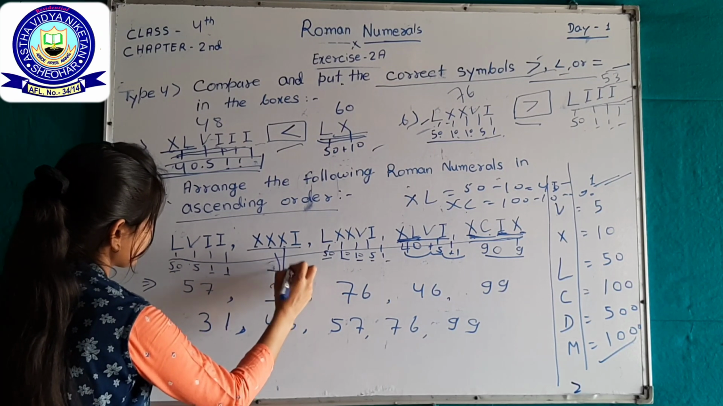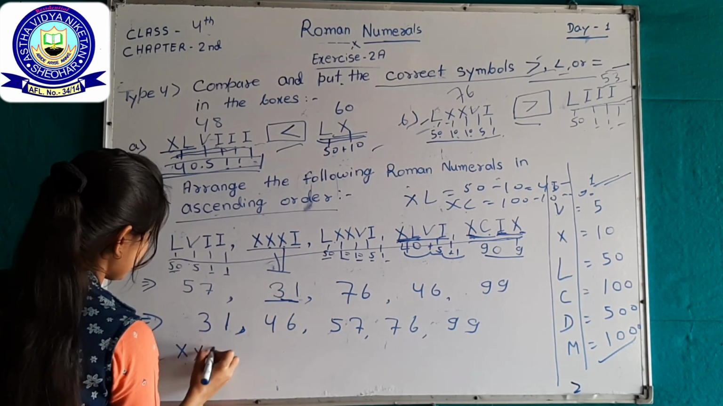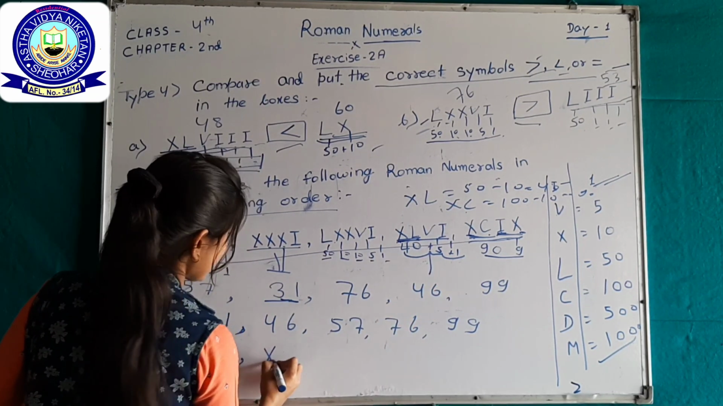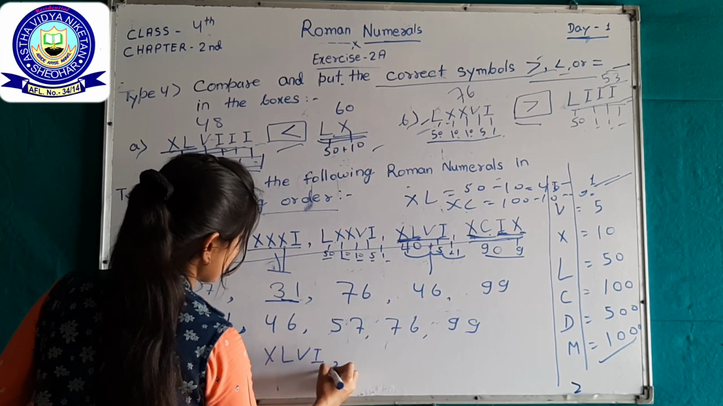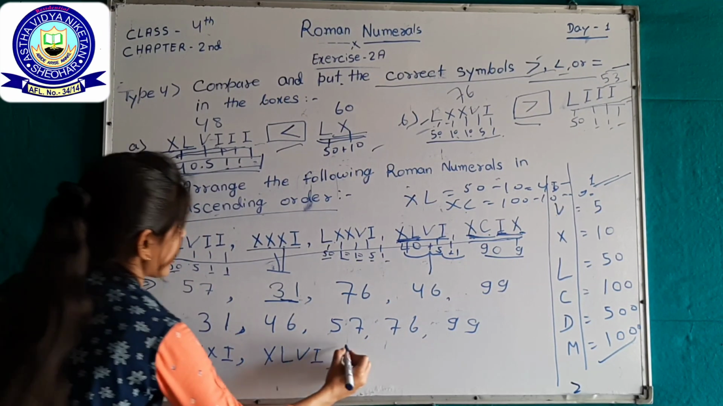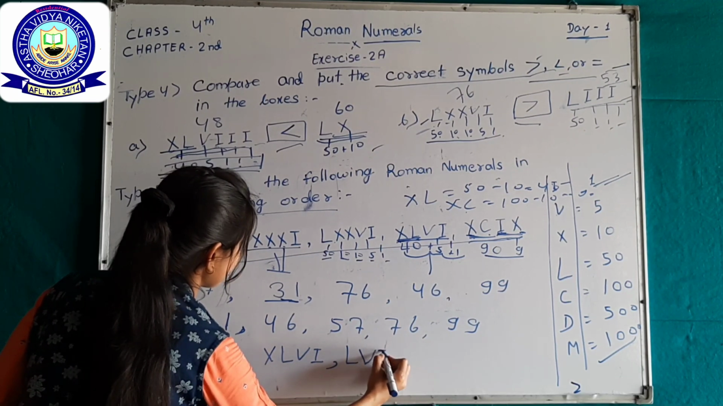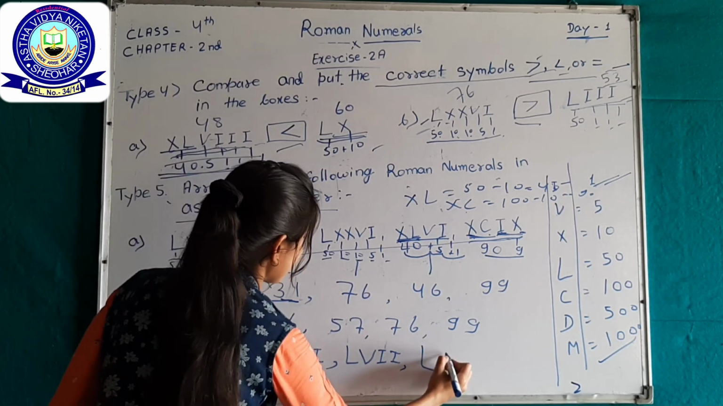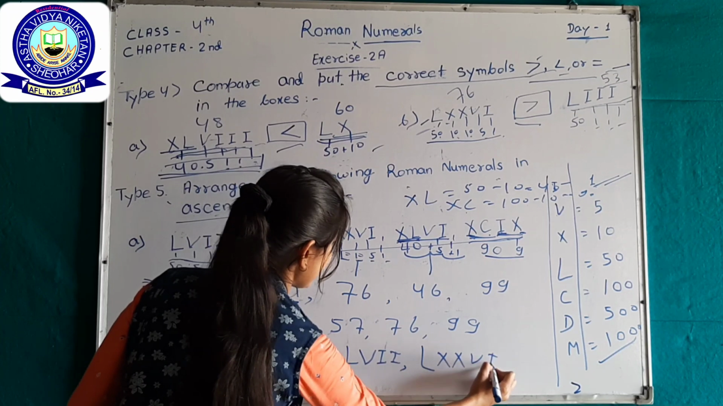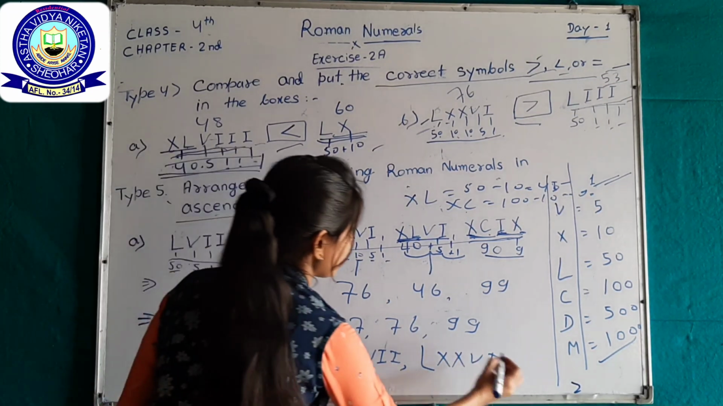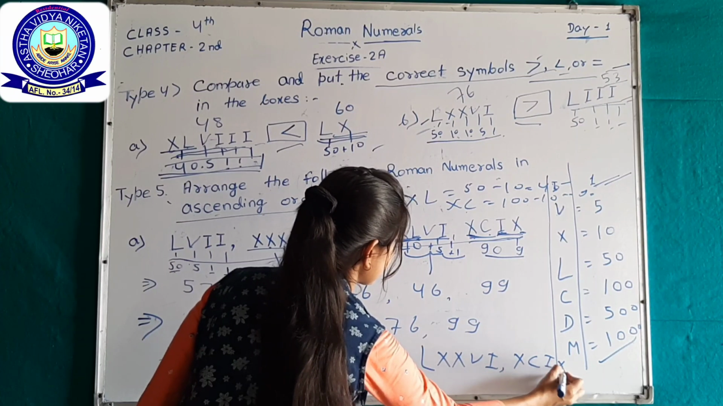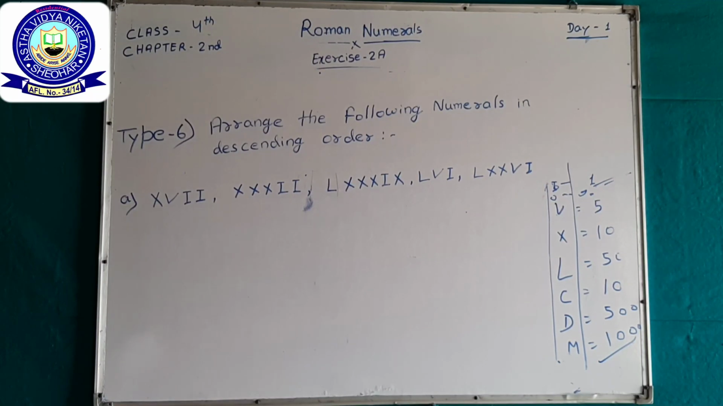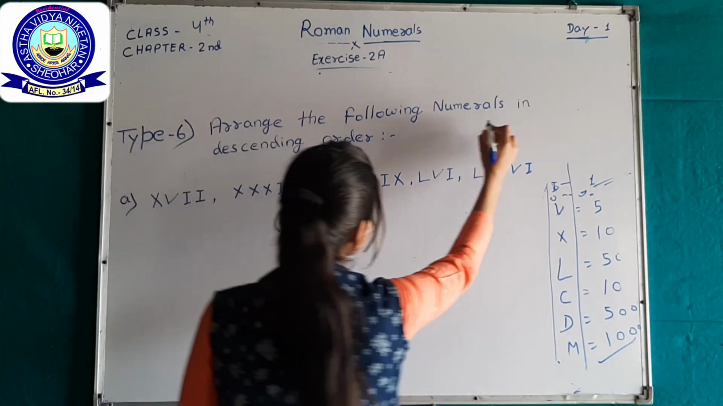31 here, XXXI, and then 46 here, XLVI, and then 57, LVII, and 76, LXXVI, and 99, XCIX. This is in our ascending order. And this is your next type. Arrange the following numerals in descending order.